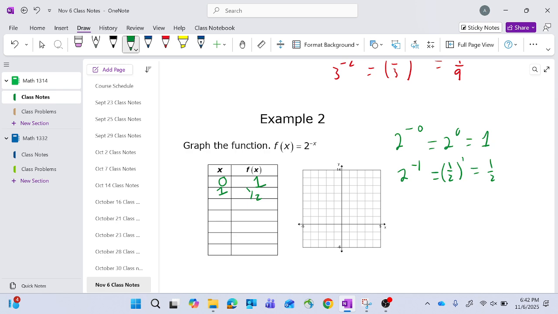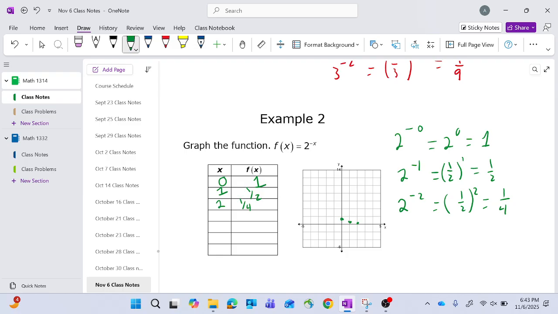Are y'all with me? Okay. And let's just keep going. So 2 to the negative 2, well, that's 1/2 squared, or 1/4. Do y'all see how this is getting smaller from 1 to 1/2 to 1/4? You're getting closer and closer to 0. So you start at 0, 1. Right here. And the numbers are getting smaller and smaller.